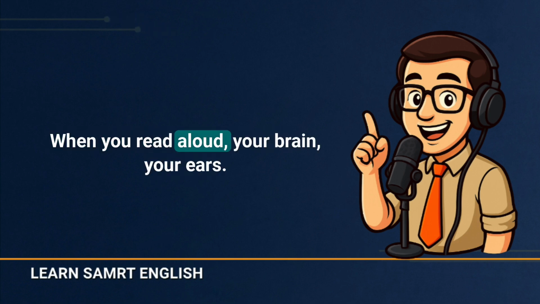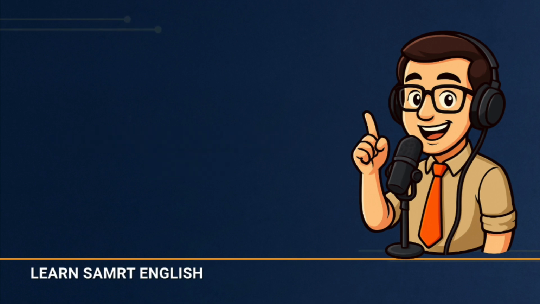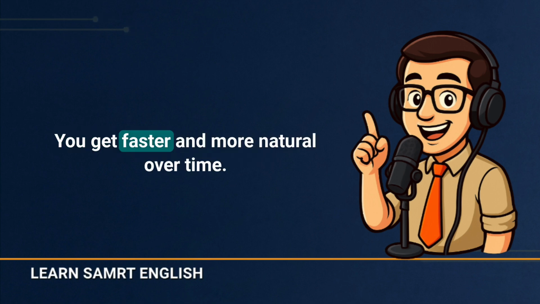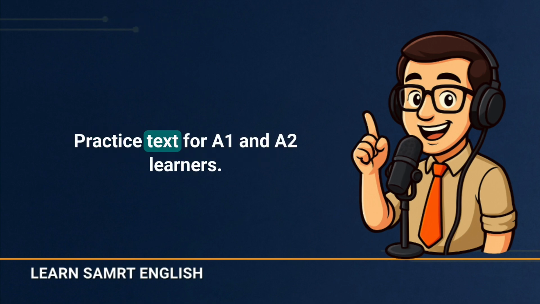When you read aloud, your brain, your ears, and your mouth all work together. You hear yourself. You correct yourself. You get faster and more natural over time. Read this story aloud. Practice text for A1 and A2 learners.